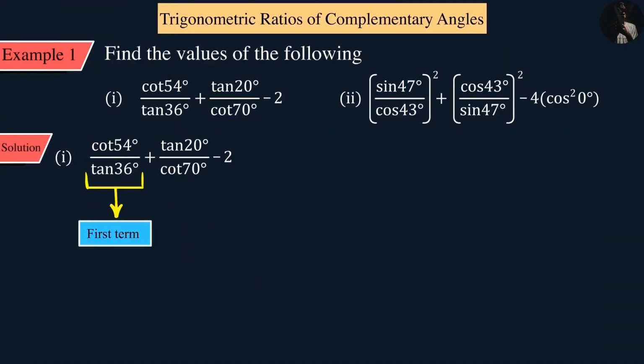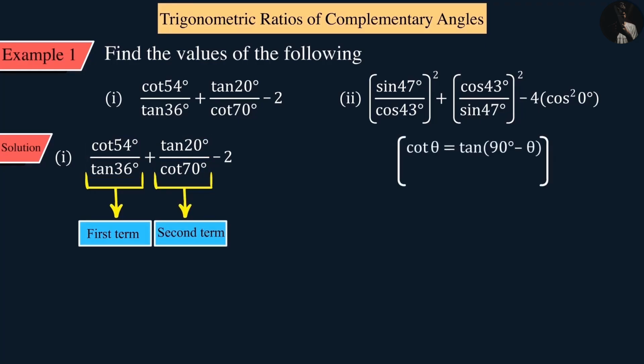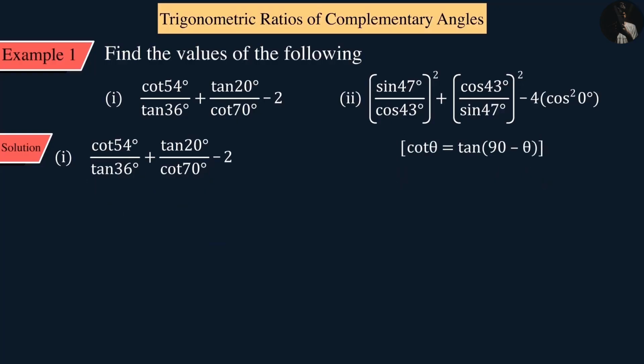Therefore, here, in the first and second terms, we will either change the cot to tan or tan to cot. Because we know that cot theta equals tan 90 degrees minus theta and tan theta equals cot 90 degrees minus theta. Here, we change cot theta to tan 90 minus theta as per our convenience.